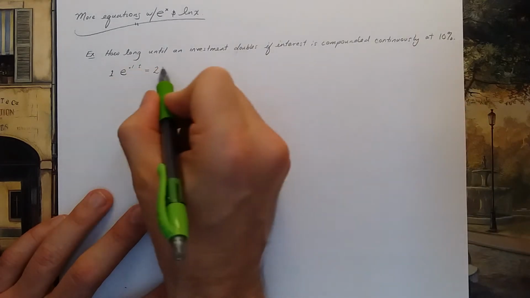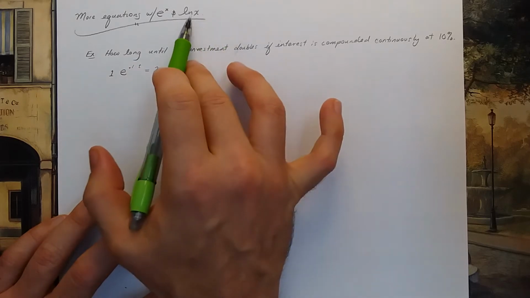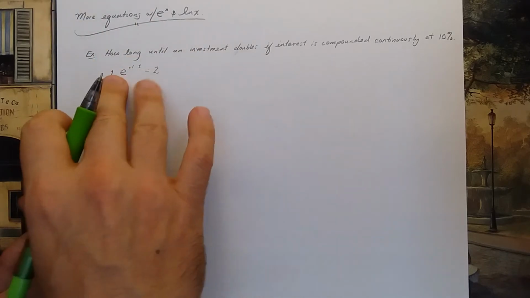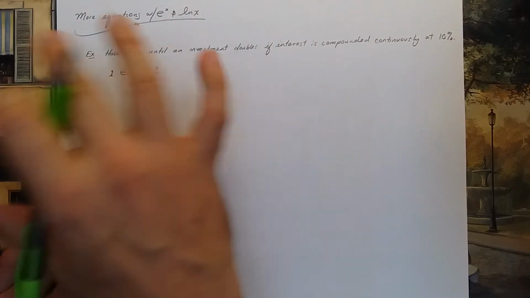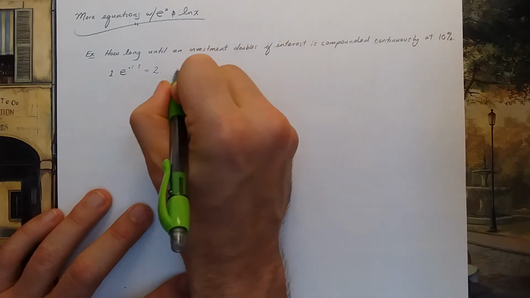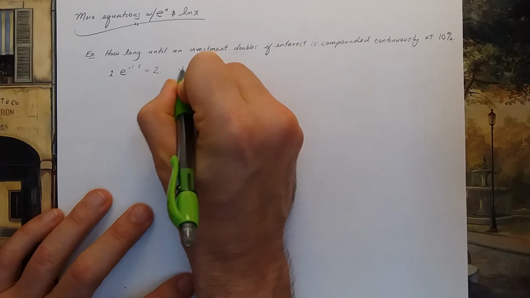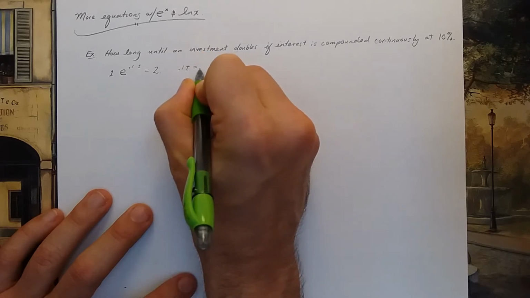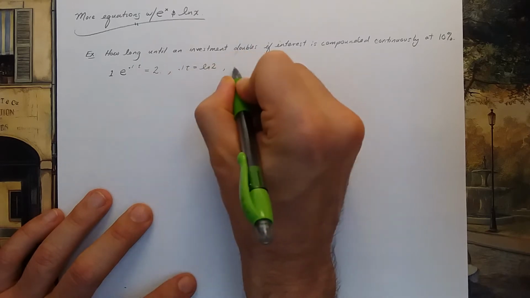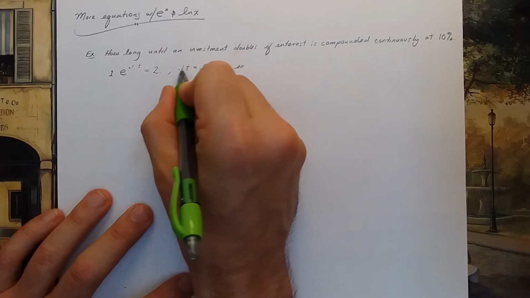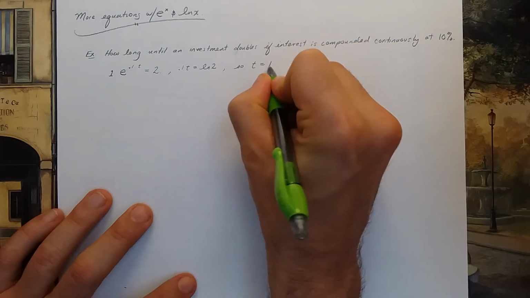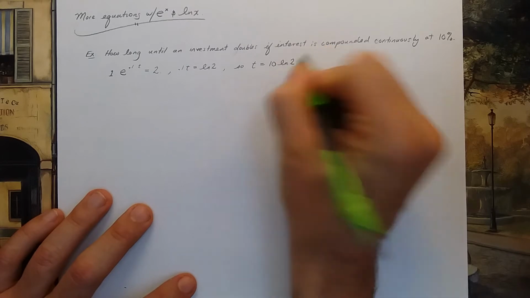This is a very routine equation to solve now that we're masters of the function log x. All you need to do is apply log x on both sides. Log and e are inverses, they undo each other. And so I will find 0.1 t is equal to log 2 after applying the logarithm on both sides. So dividing by 0.1 or multiplying by 10, I find t is equal to 10 log 2.